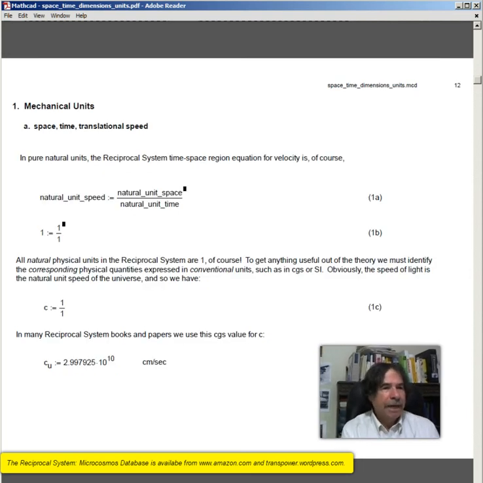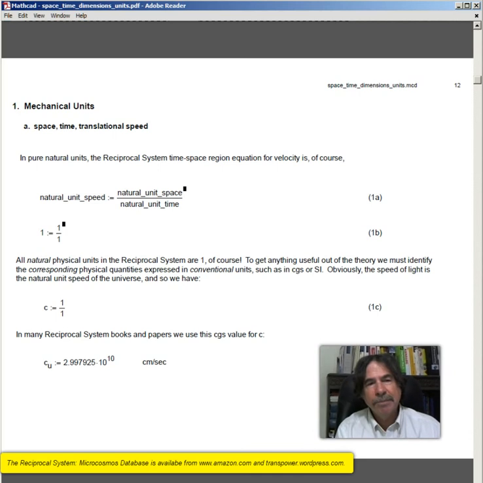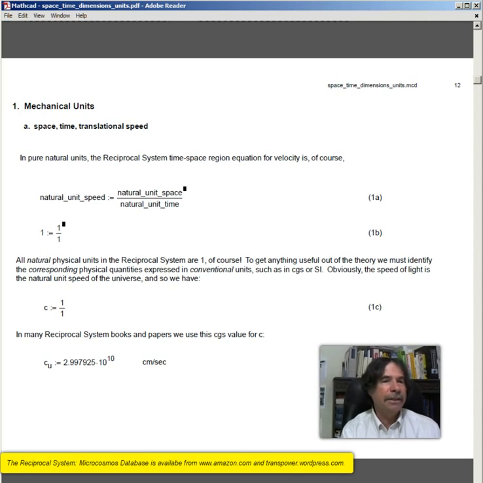First of all, discuss mechanical units, space-time and translation speed. In pure natural units, the reciprocal system time-space region equation for velocity is, of course, natural unit speed equals natural unit space divided by natural unit time, or 1 equals 1 divided by 1. All natural physical units in the reciprocal system are 1, of course.